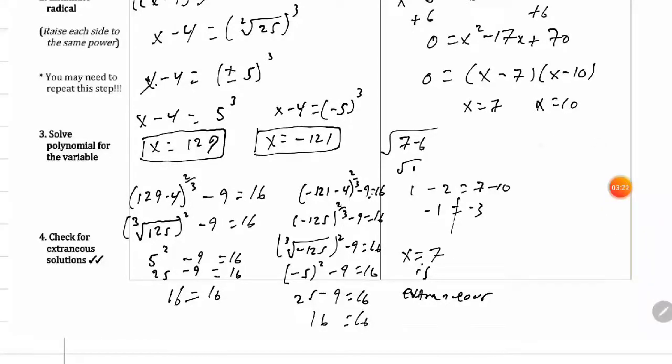So I'm going to try x equals 10. So I have 10 minus 6 square root, and then minus 2. Does that equal x minus 10? Which x is 10, so 10 minus 10. So 10 minus 6 is square root of 4 minus 2. Does that equal 0? 2 minus 2 does equal 0. So that one works. Okay.